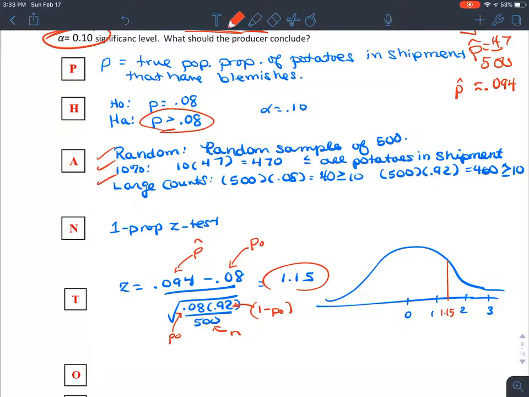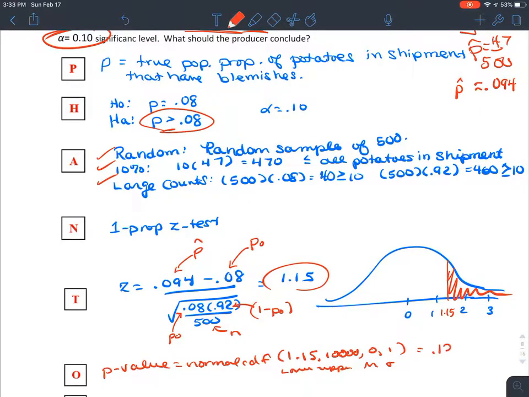We're doing greater than. So to get our p-value, we're going to go all the way to the right, lower, upper, and this is going to give us a p-value of 0.1251.